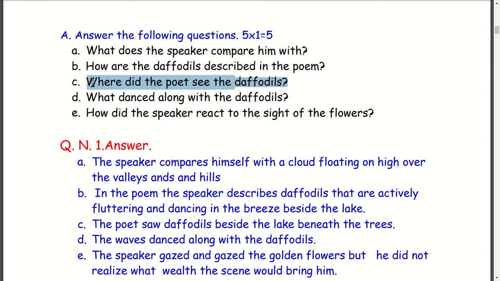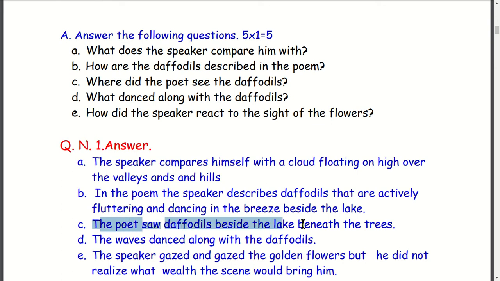Understand the names of the places. Where means place. Number C, the poet here. This is the question, but if you are handwriting the answer, the question mark is removed, and you should change the tense here. When you write the answer to the question, you have to change the main verb, from V1 to V2.